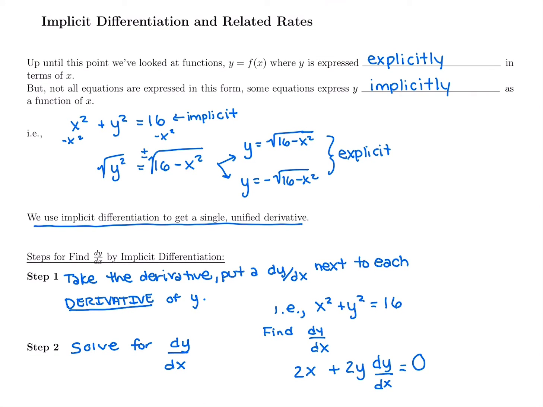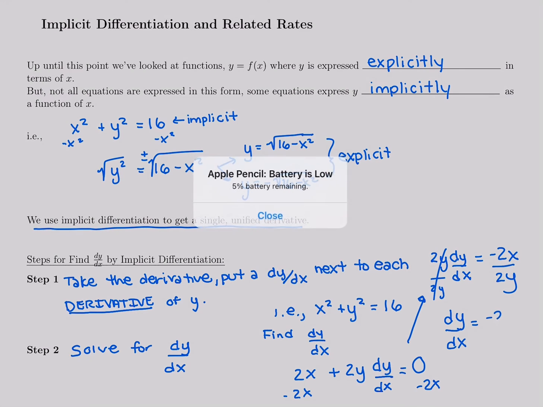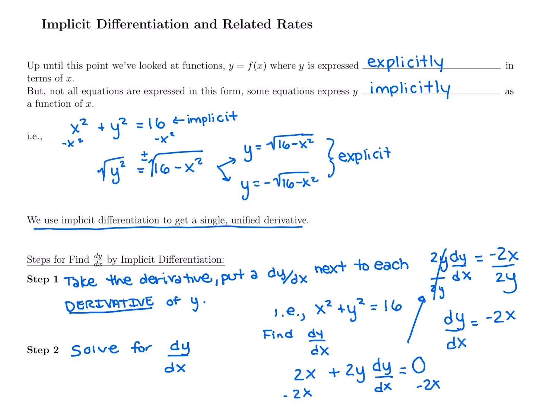And now we want to get dy dx on one side by itself, so we'll subtract that 2x over to get just the dy dx on the left. So we'll get 2y dy dx equals negative 2x, since we subtracted 2x over. And lastly, to get dy dx on one side by itself, we would need to get rid of this multiplication by dividing by 2y. So dy dx would be negative 2x divided by 2y.